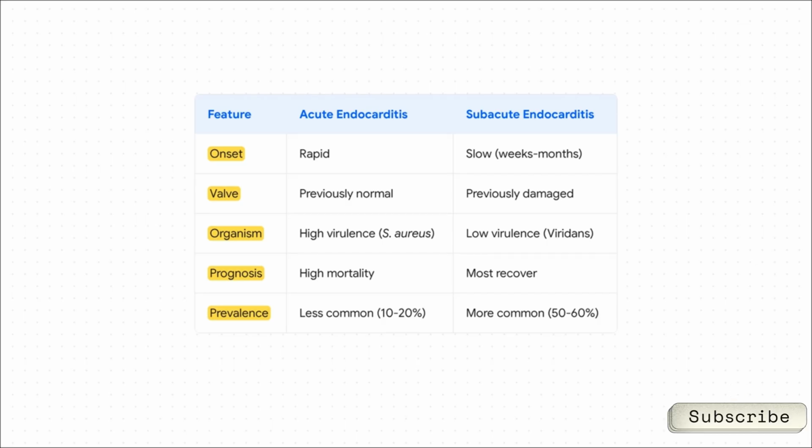Acute is like a violent home invasion. A really nasty, highly virulent bug like Staph aureus attacks a perfectly healthy valve. It's fast, it's destructive, and thankfully, it's less common. Subacute, on the other hand, is more like a sneaky squatter. A less aggressive bug, say viridans streptococci, finds a valve that's already damaged and slowly sets up shop. It's a much slower, more insidious process, and it's actually the scenario we see most often.